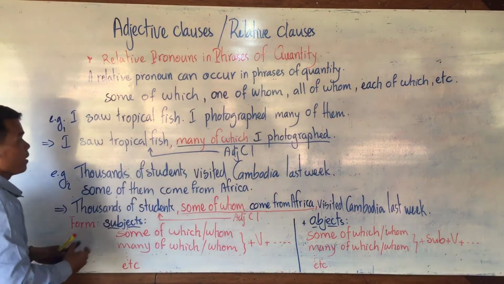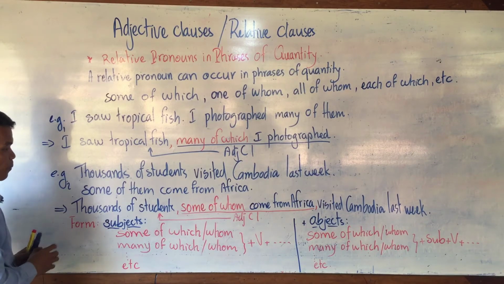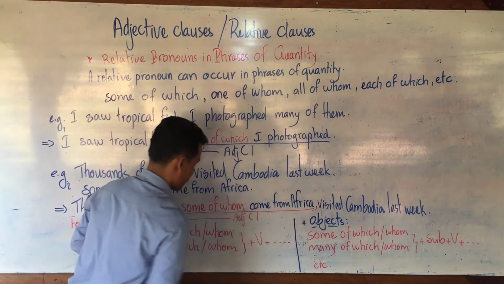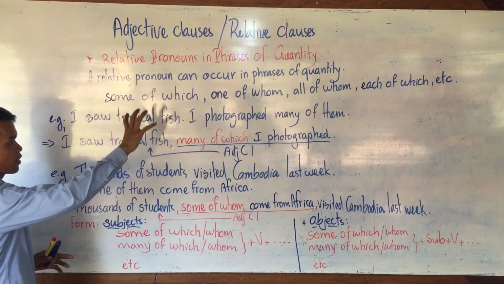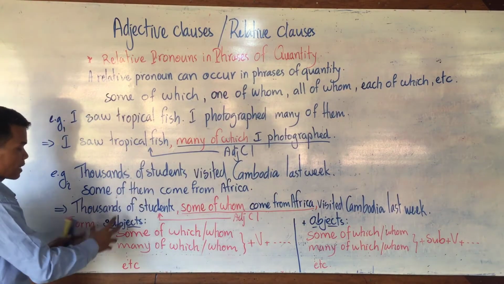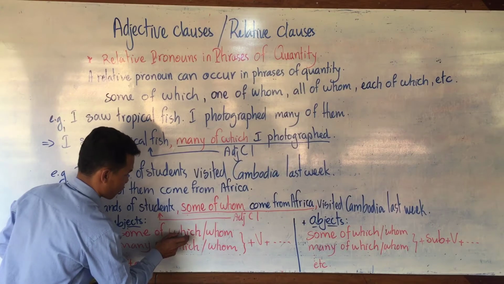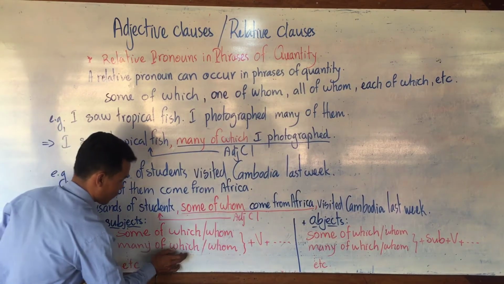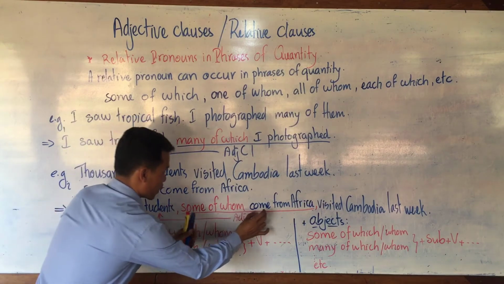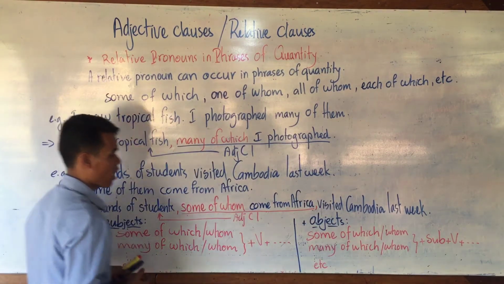According to the two examples, we can come up with the form, and the form is divided into two sections. One is subject and the other is object. The first example refers to the object of a verb, and the second example refers to the subject of a verb. So for the subject of a verb, we have some of which or some of whom, some of which for things, some of whom for people, many of which for things, many of whom for people, and we have more, etc. Plus verb: after it is a verb, that's why it functions as a subject.